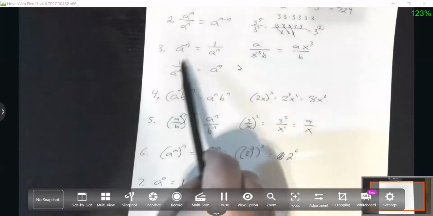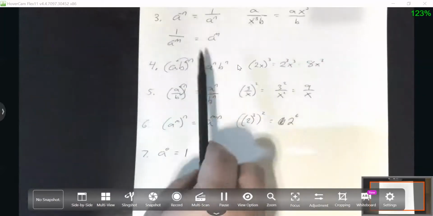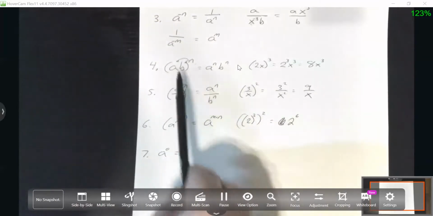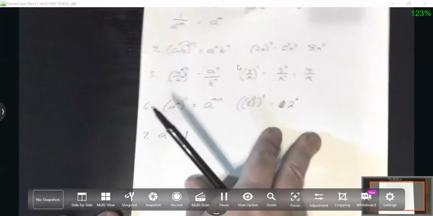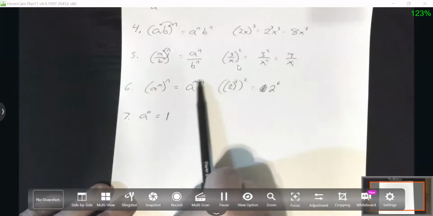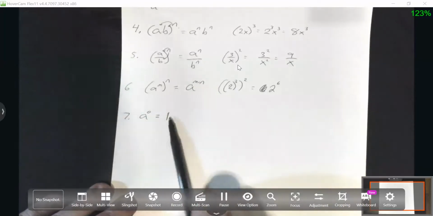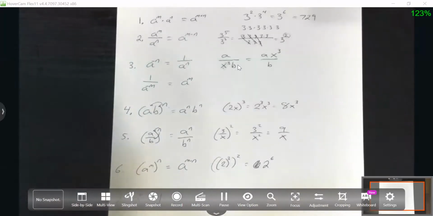Anything with a negative just moves it from top to bottom or from bottom to top inside of a fraction. Exponents distribute across multiplication and they distribute across division. Finally, if we have something to a power raised to another power, that means we multiply them, and anything to the 0 is 1. So those are the 7 rules for simplifying exponents.